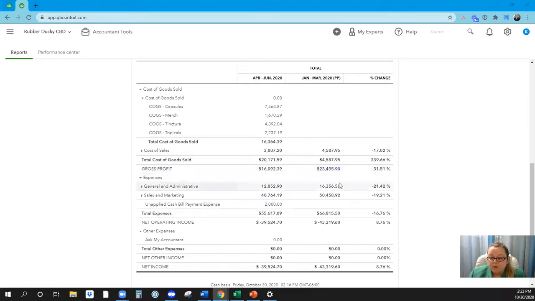Now further, we can look down here and we can actually see that the general and administrative expenses decreased in Q2, as did the sales and marketing expenses. So therefore, the entirety of our difference there does come from the cost of goods sold.